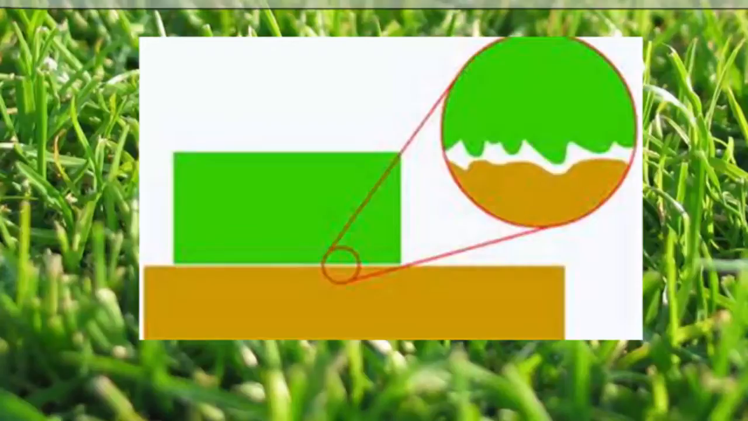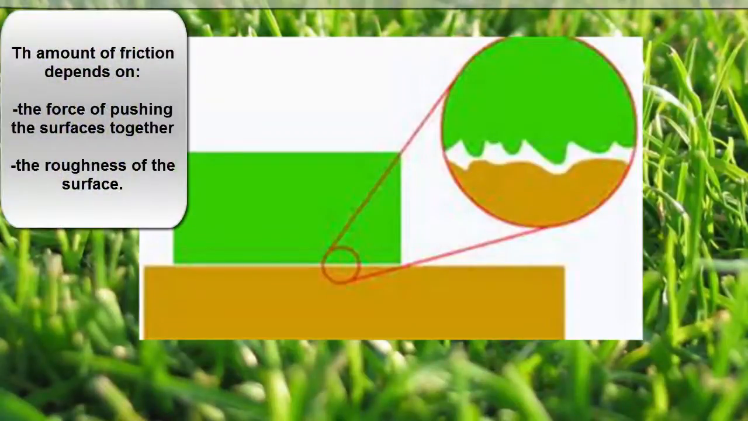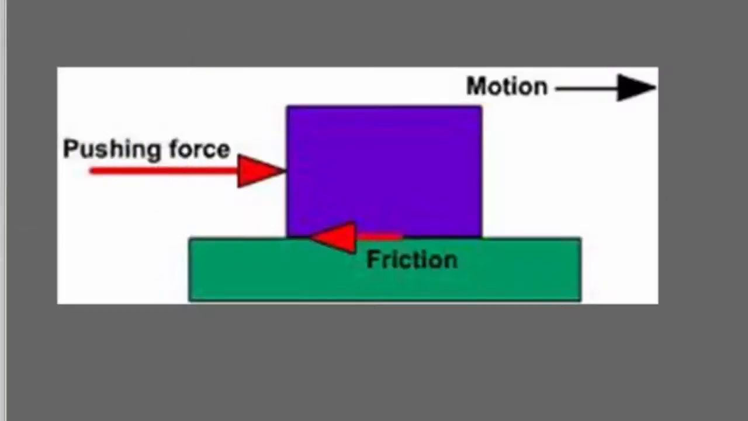The amount of friction between the two surfaces depends on many factors. Two factors include the force of pushing the surfaces together and the roughness of that particular surface. To show you another diagram of how friction works, take a look at this purple box. The pushing force would be the motion of the box, so I'd be pushing the box towards the right-hand side of the screen. But the frictional force is going to oppose that motion, and the frictional force will occur where the two surfaces come together. So that's at the bottom of the box and at the top of the table.